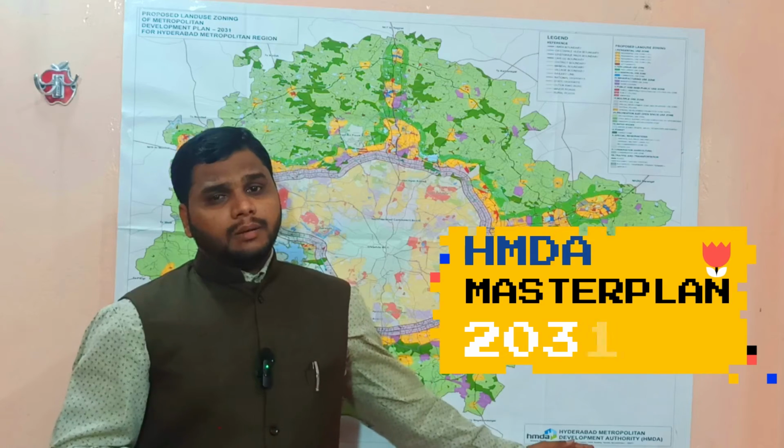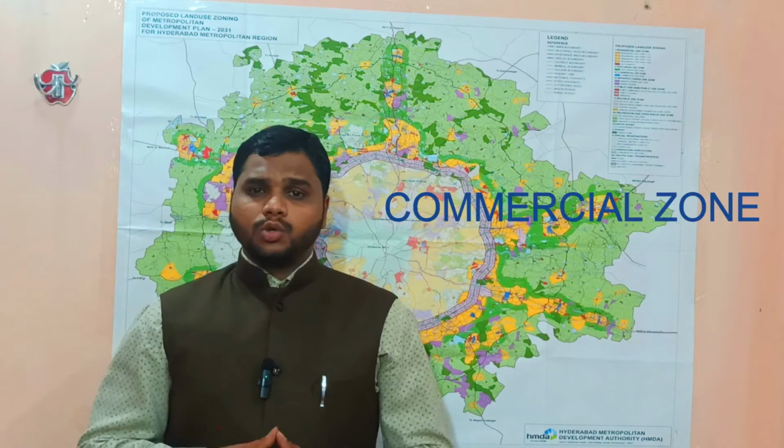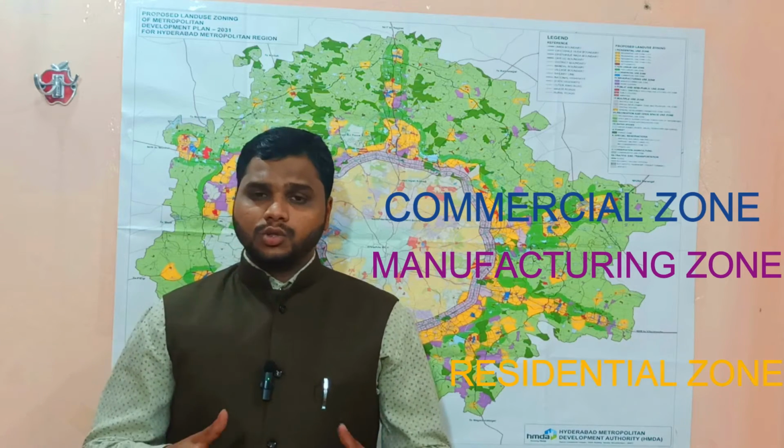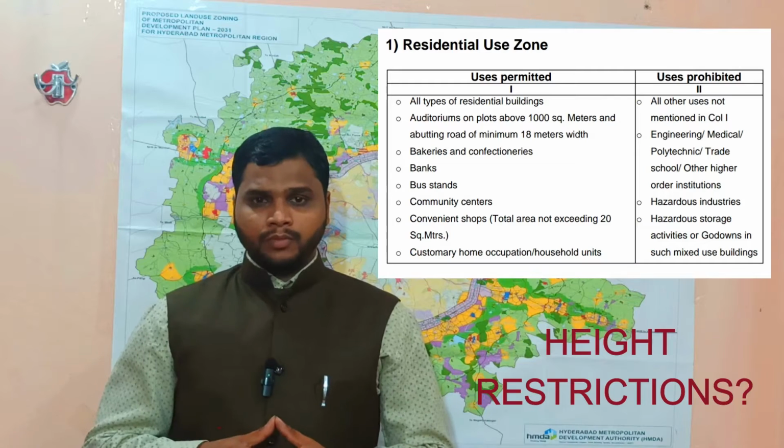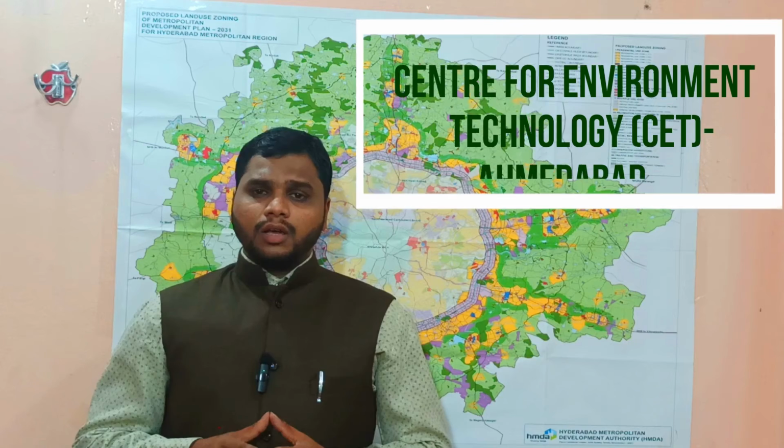So in this video, we'll be discussing the developmental blueprint of Hyderabad, that is HMDA Master Plan 2031. What are the various zones in it, like commercial zone, manufacturing zone, residential zone, etc.? What type of buildings can be constructed, what are the activities permitted and prohibited, and what are the height restrictions in each zone? How can this master plan become a great tool for you in making a decision while buying a land? This master plan was designed by the Center for Environmental Technology, CET Ahmedabad.